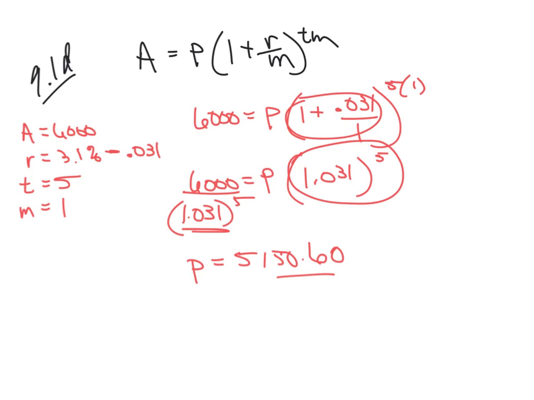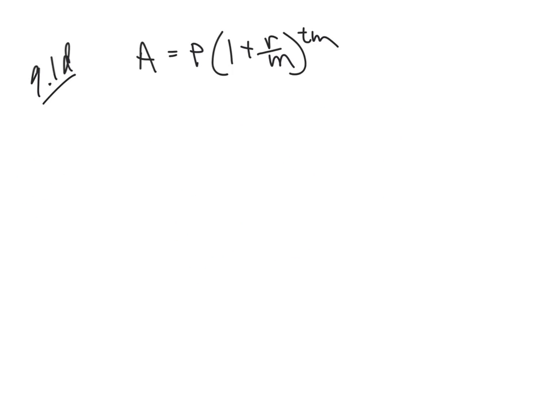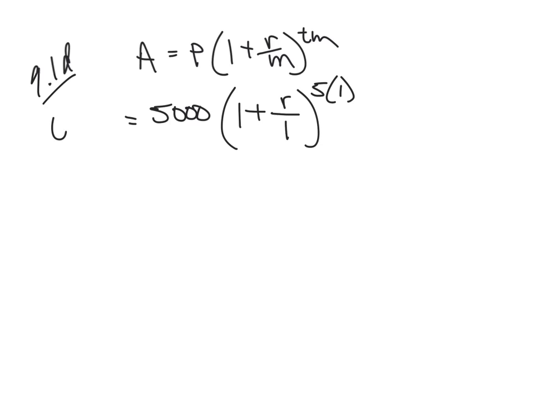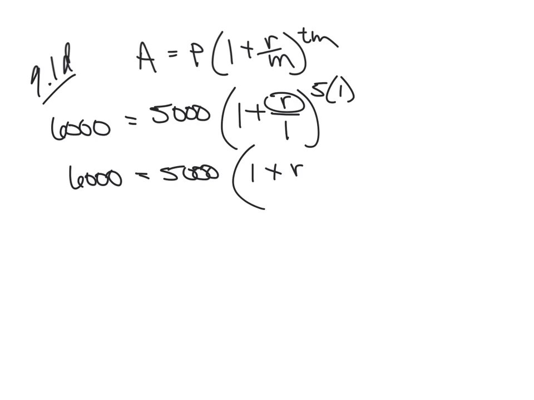So let's do the same thing, only we're going to have as our P $5,000. We know what our P is. We know what we're going to have to invest, but what we're looking for is our R. We don't know what our R is, but we know this is 5, we know that's 1, and we know we're going to have $6,000 here. So what we're looking for is that right there. So 6,000 equals 5,000 times 1 plus R to the 5th power. Okay.